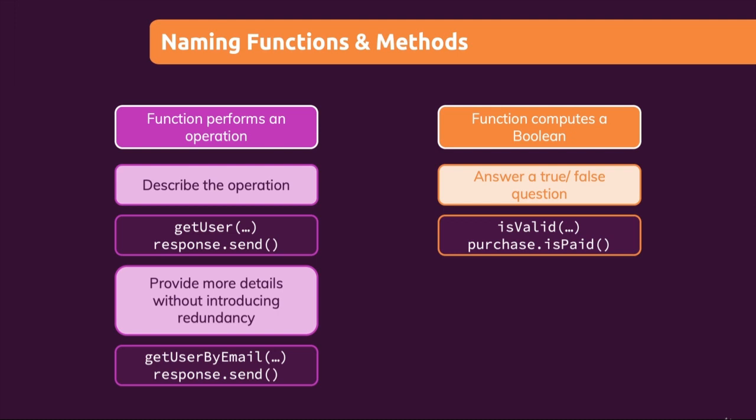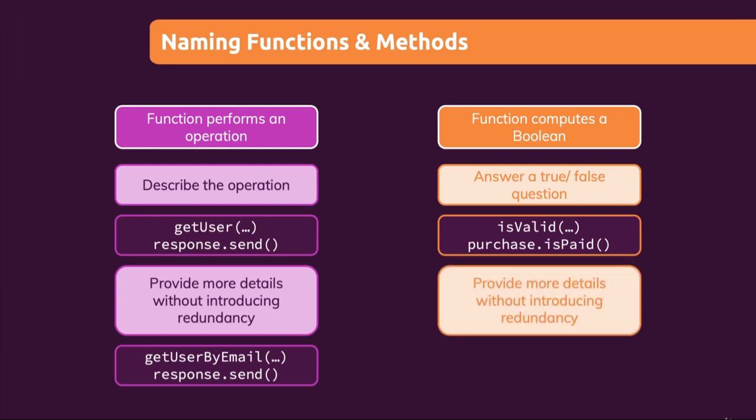Now for response send, on the other hand, this already is pretty clear. Something like response.sendResponse simply wouldn't make a lot of sense. It's clear that we're sending this response. For Booleans, just as before, we can also add more details if it makes sense. For example, if we have a function which validates email addresses specifically, we could name the function emailIsValid instead of just isValid. On the other hand, again, for purchase isPaid, this is already pretty clear. More details could be added in some use cases and scenarios, but in most scenarios, it's probably good like this.